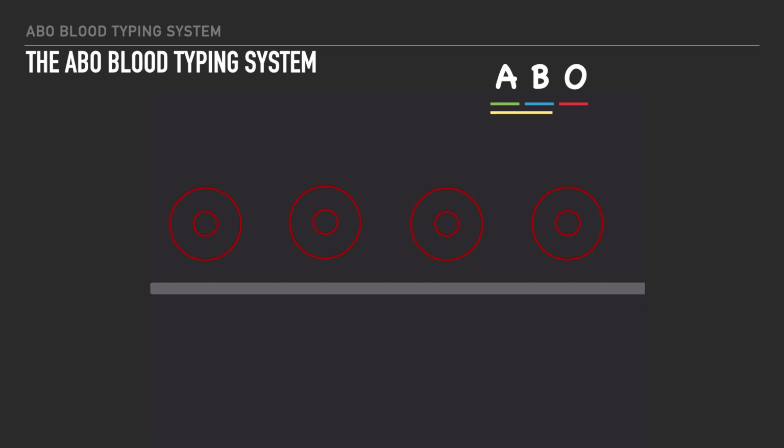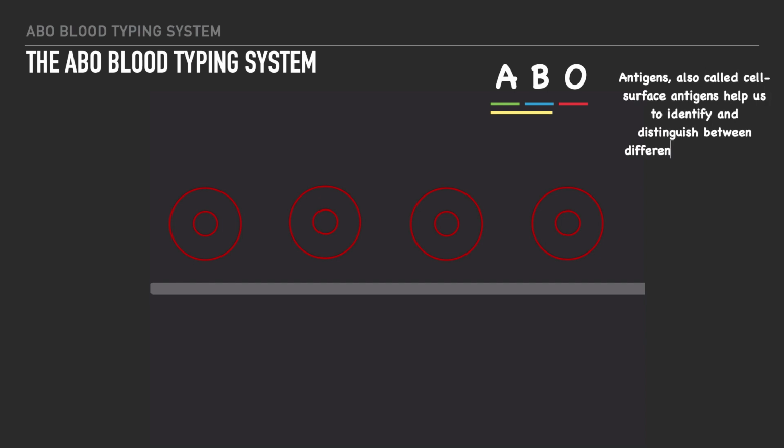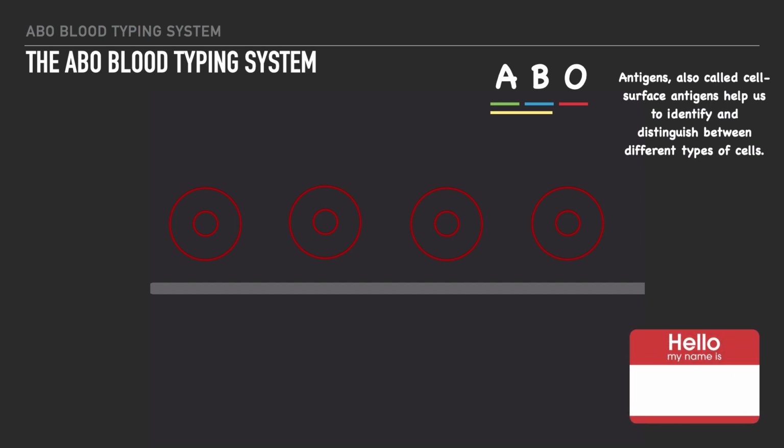Now, as we navigate these varying blood types, let's discuss an important term, which is antigens. And it's important to note that you may oftentimes hear of these referred to as cell surface antigens. And all that means is that antigens help us identify and distinguish between different types of cells. Now, the way I like to think of antigens is like name tags that you wear in a meeting that look like this. In essence, it's a sign that identifies what something is or who someone is.